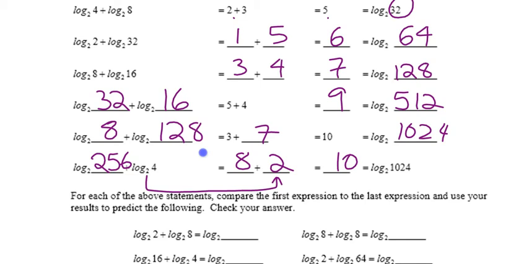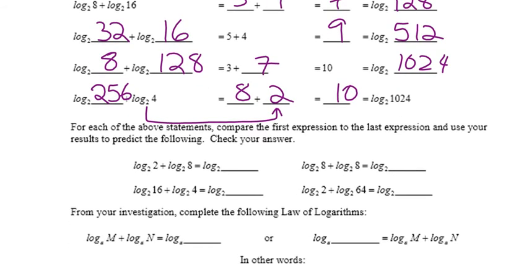All right, now what we want to do is take a look at the first expression, like log base 2 of 4 and log base 2 of 8, and compare that to the last expression, and do that with all of those, and figure out, all right, what's log base 2 of 2 plus the log base 2 of 8? 16. What's log base 2 of 8 plus log base 2 of 8? 64. What's log base 2 of 16 plus log base 2 of 4?